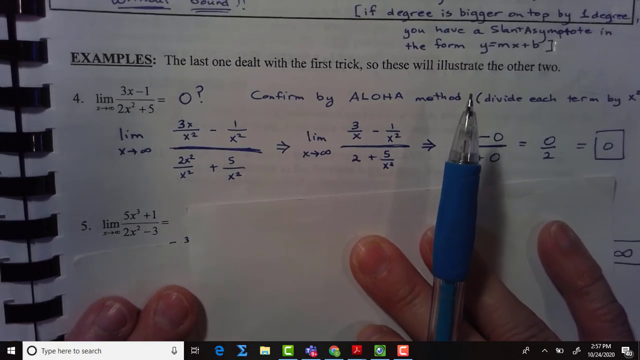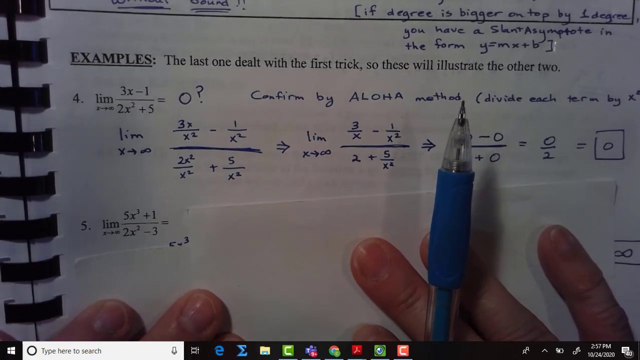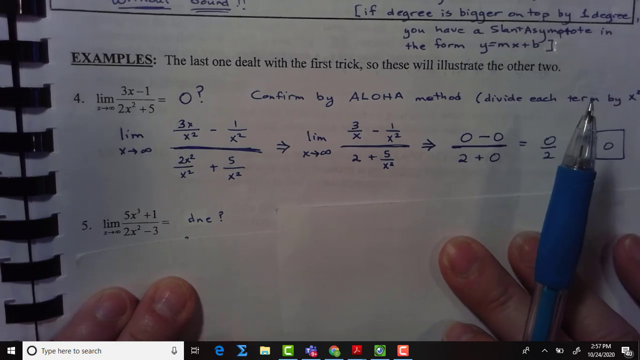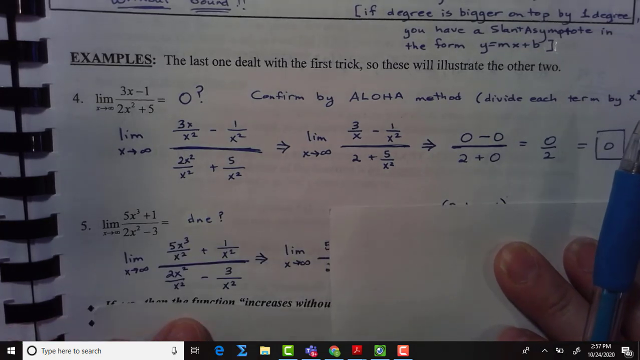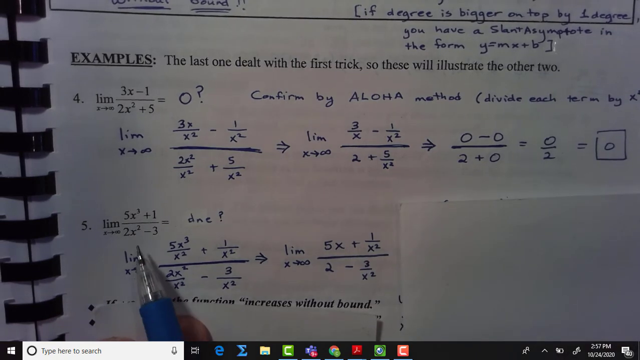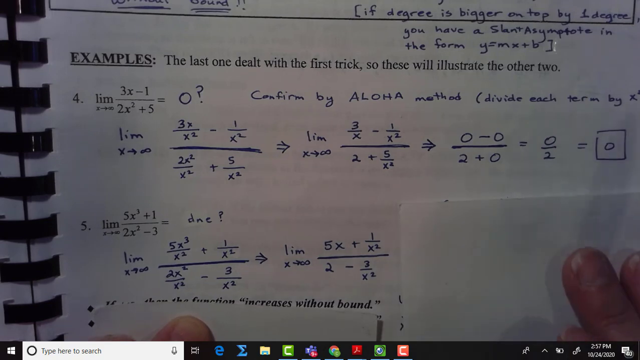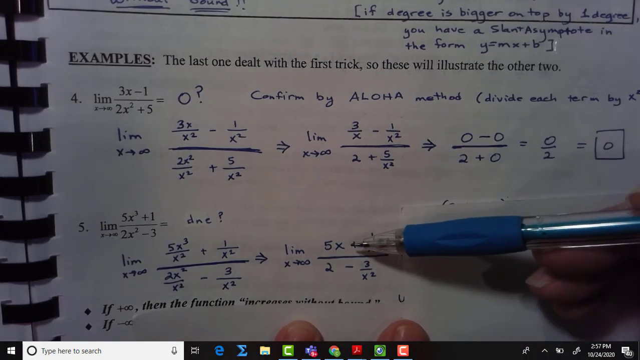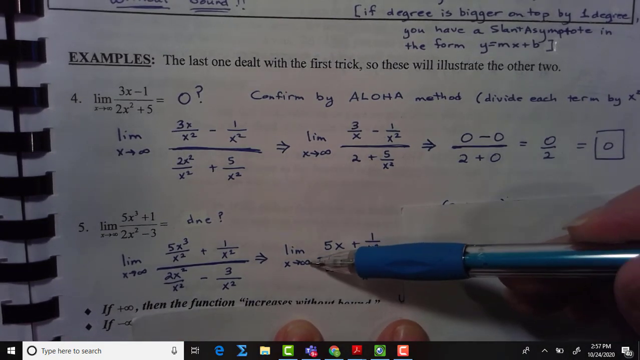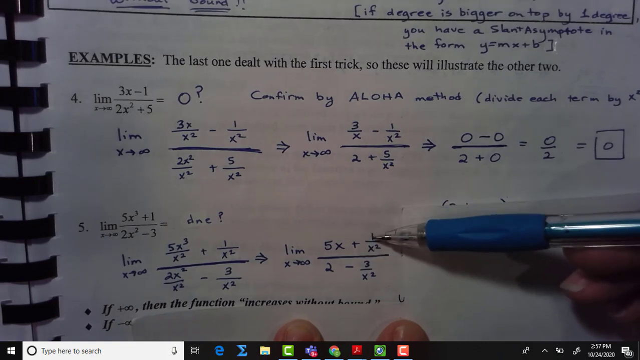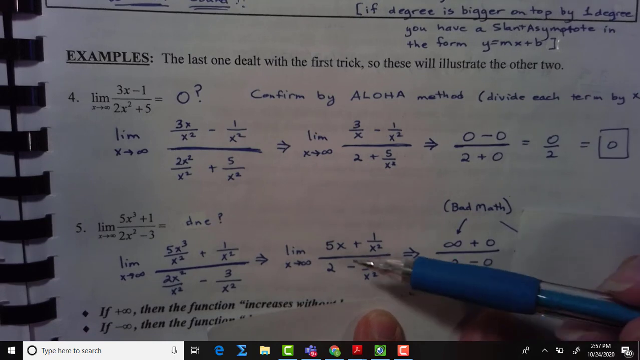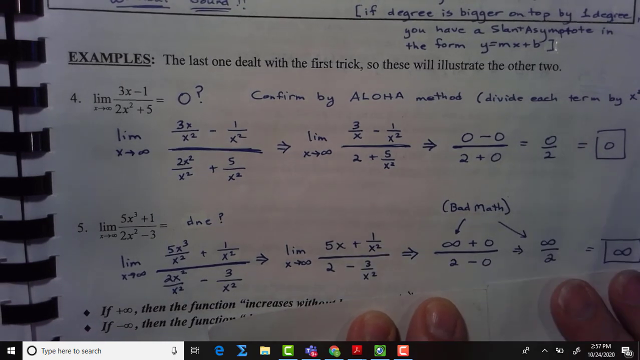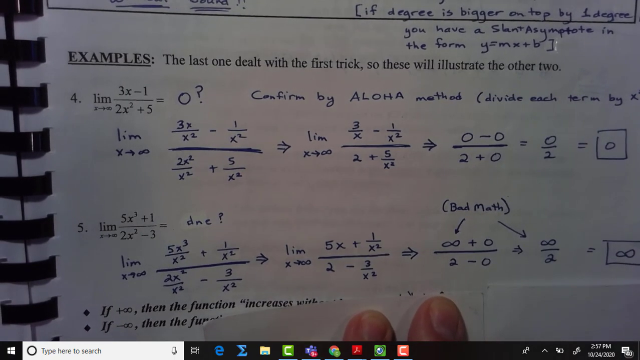So if we look at this one, this looks like our third property up there. So we think maybe the limit does not exist. So again, let's go through that same process just to check it. The biggest exponent on bottom is x squared. So dividing everything by x squared gives us this, 5x plus, as x goes to infinity, that goes to 0, that goes to 0, and I get my bad math, infinity over 2, which is still infinity.